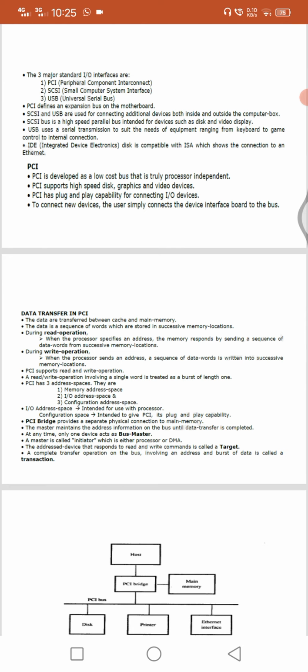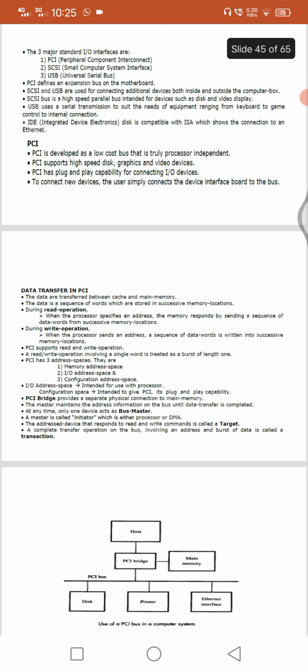Coming to the PCI bridge. The PCI bridge provides a separate physical connection to the main memory. The master maintains address information on the bus until the data transfer is completed. Master is nothing but a bus master. So the bus master maintains the address information until data transfer is completed. At any time only one device acts as a bus master.